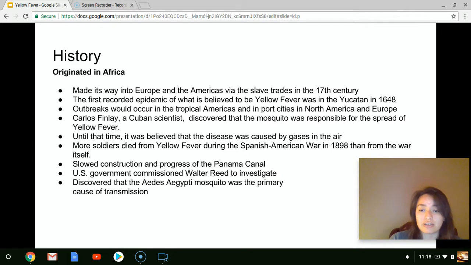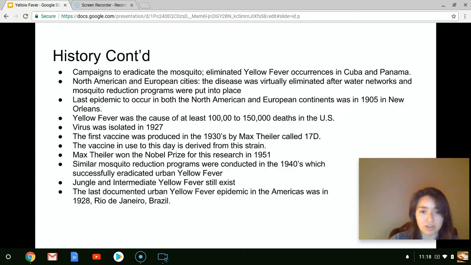More soldiers died in the Spanish-American War due to yellow fever rather than from the war, and because it slowed construction progress of the Panama Canal, the U.S. government commissioned Walter Reed to investigate the cause of yellow fever, and he was the one to discover that the Aedes aegypti mosquito was a primary cause.